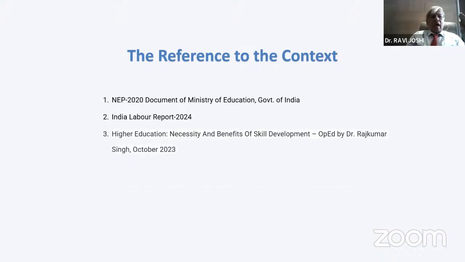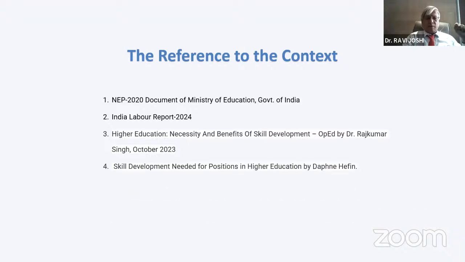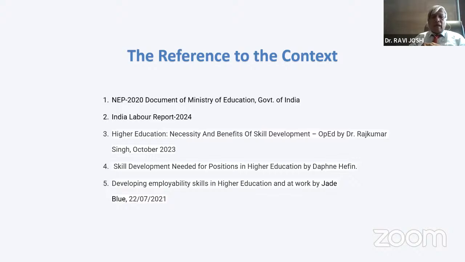Third is Higher Education, Necessity and Benefits of Skill Development by Rajkumar Singh in October 2023. This is a very important paper, which lays down how in different faculties, the faculty of liberal arts, humanities, business management and commerce, and science, everywhere, even in engineering and technology, we require skill in the graduate. Skill Development Needed for the Positions in Higher Education, by Daffy Happin, also focuses on skill development. Developing Employability Skills in Higher Education and at Work by J.D. Blue, in 2021, has given emphasis on the development of skills into the education process.